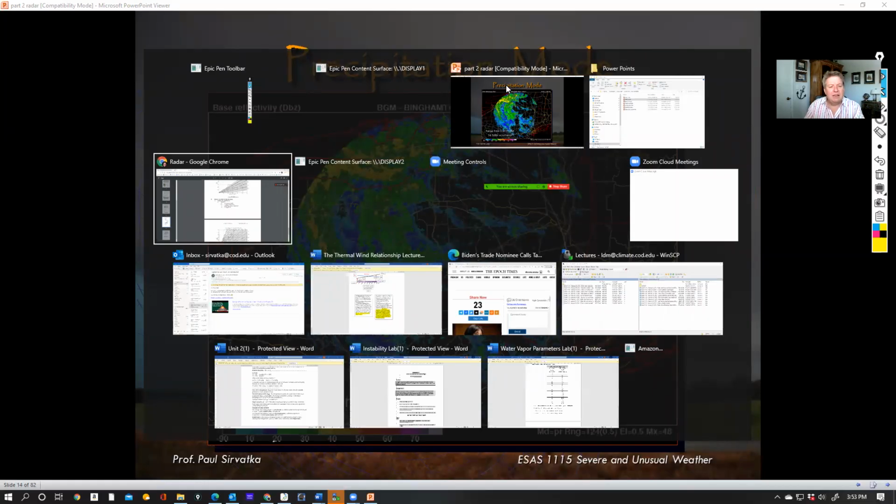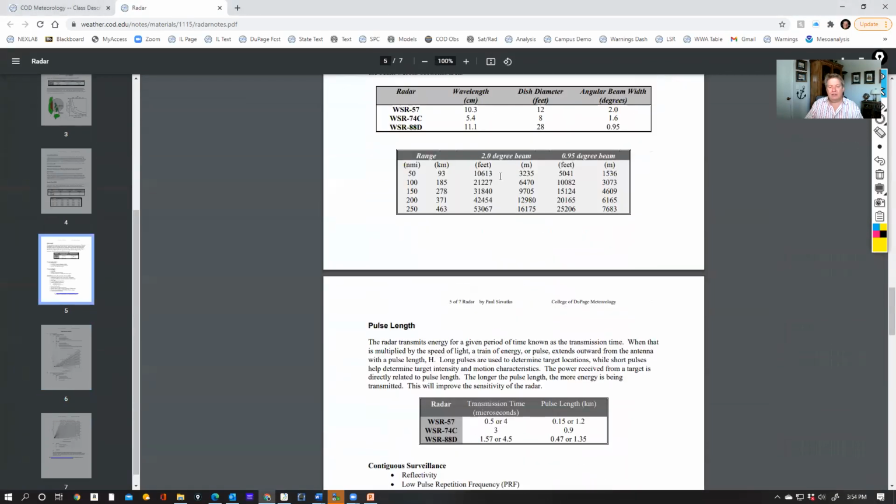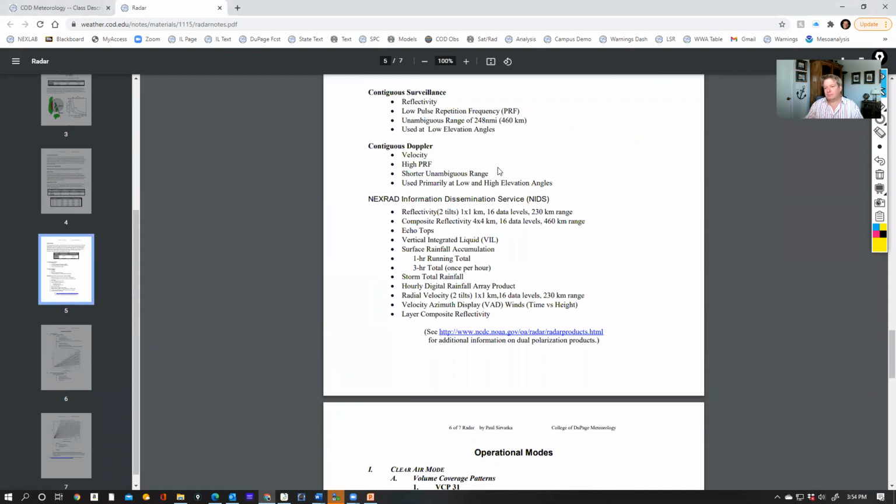Now, I want to show you something here. I'm going to go back to this. We have what's known as NIDS. And NIDS is the NEXRAD Information Dissemination Service. So you should be knowing this. And it basically says this: there are radars that are available for people to look. If you use your phone, you are using a NIDS product. It's what we call level 3 data, if anybody uses GR Level X.